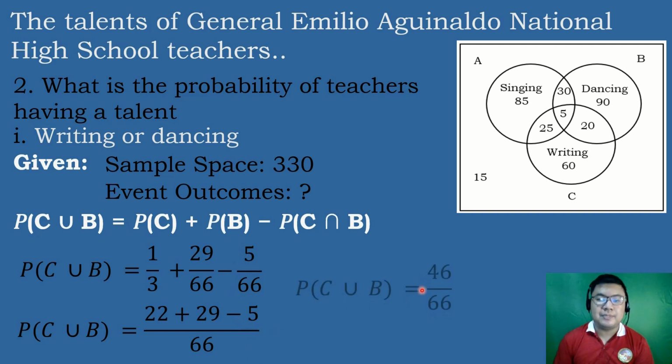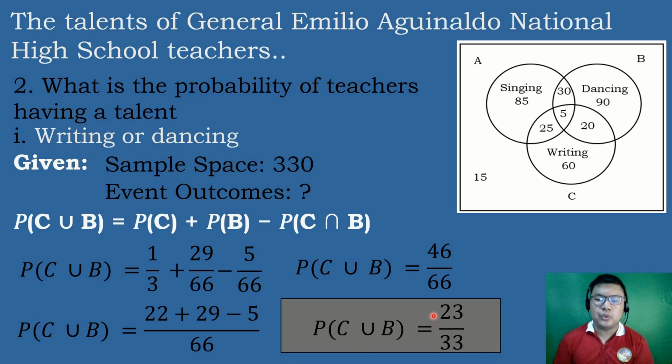And then we will simplify, copy the denominator. 22 plus 29 is equal to 51 minus 5 is equal to 46. So we have 46 over 66. Get the lowest term, that is equal to 23 over 33. Therefore, the probability of teachers having a talent in writing or dancing is equal to 23 over 33.